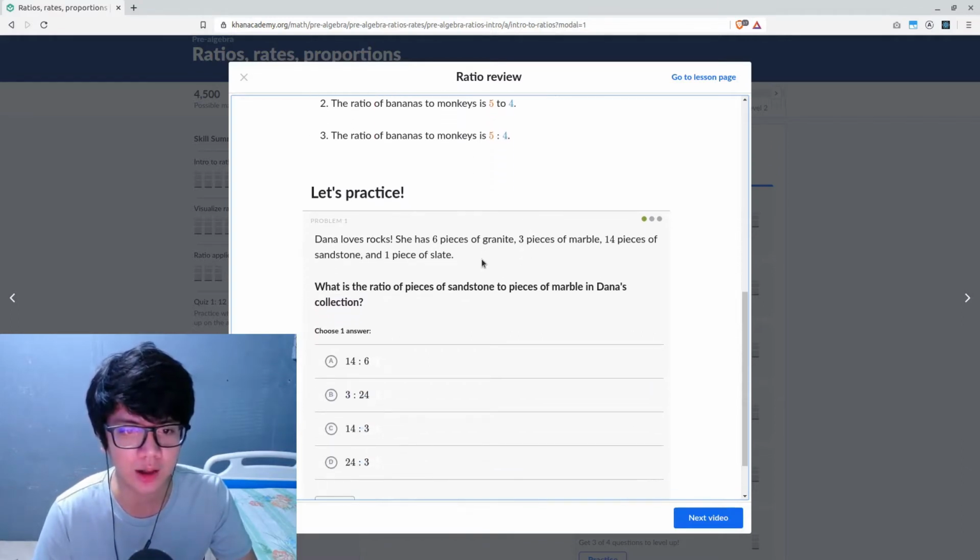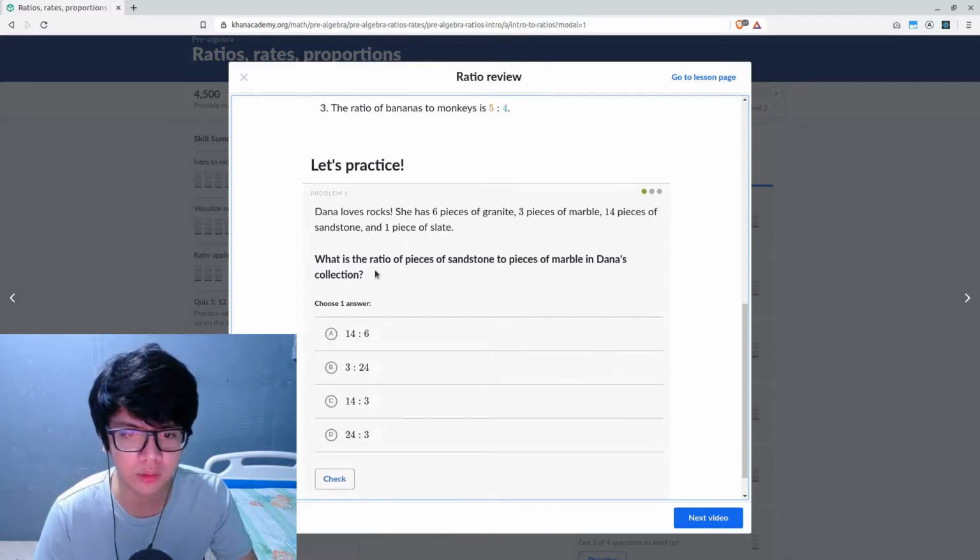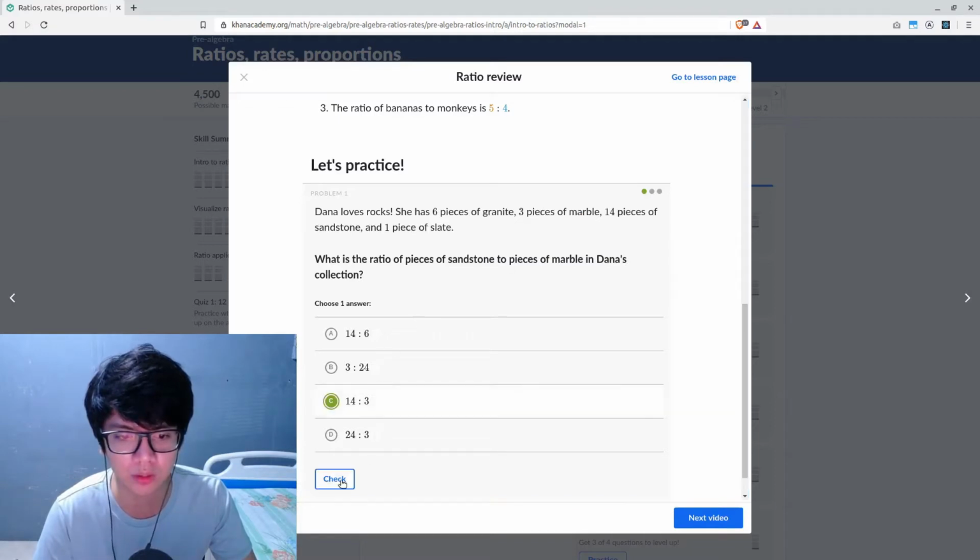Dana loves rocks. She has 6 pieces of granite, 3 pieces of marble, 14 pieces of sandstone, and 1 piece of slate. What is the ratio of pieces of sandstone to the pieces of marble? How many sandstone? 14. Marbles, 3 pieces. 14 to 3, right?